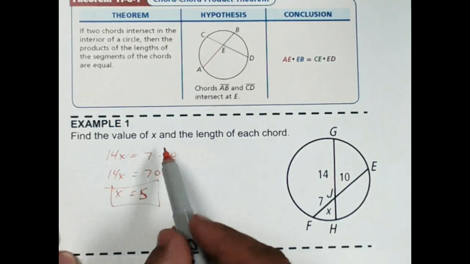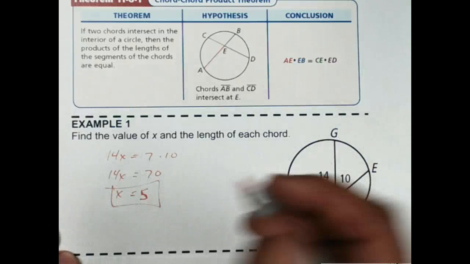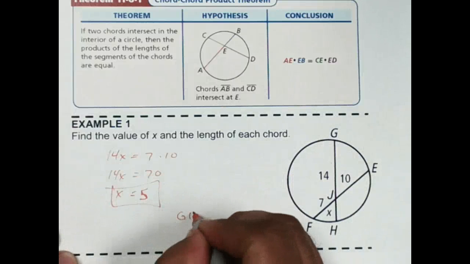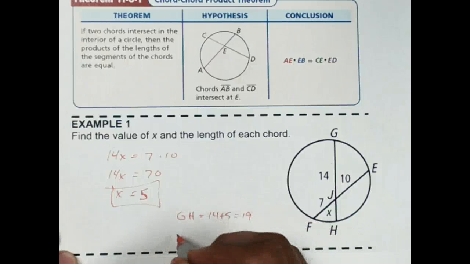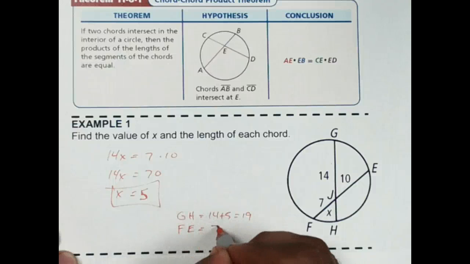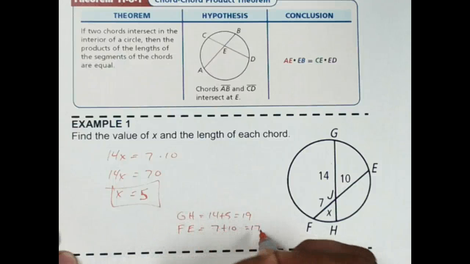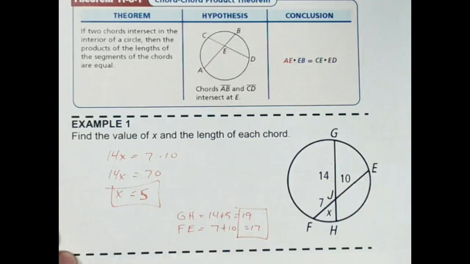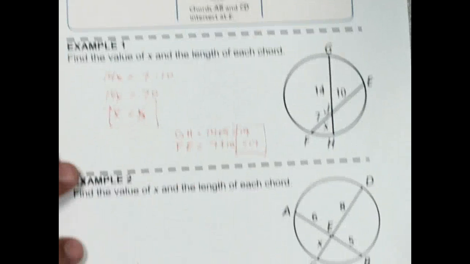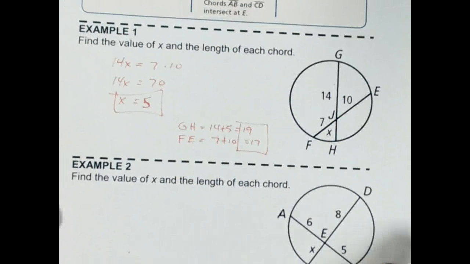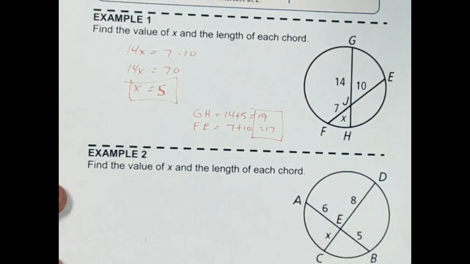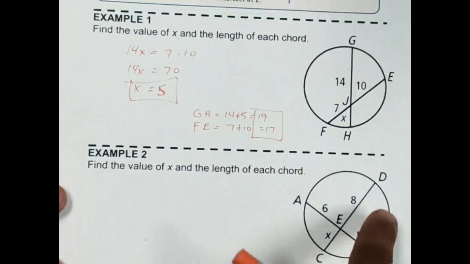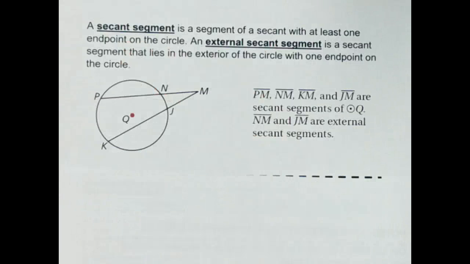It also says to find the length of each chord, so we'll go back and say GH is equal to 14 plus 5, which is 19. And FE is equal to 7 plus 10, which is 17. All right. Same thing with number 2. I'll let you do that one. Since it's the same thing, you're going to do 6 times 5 is equal to 8 times X.